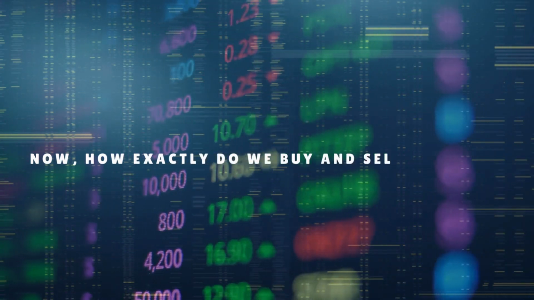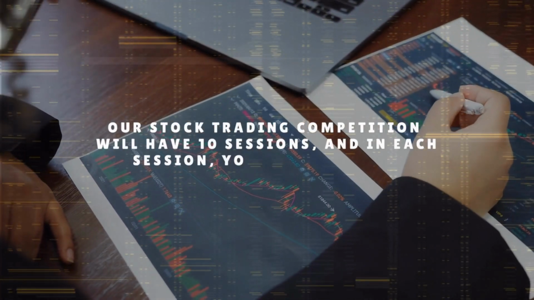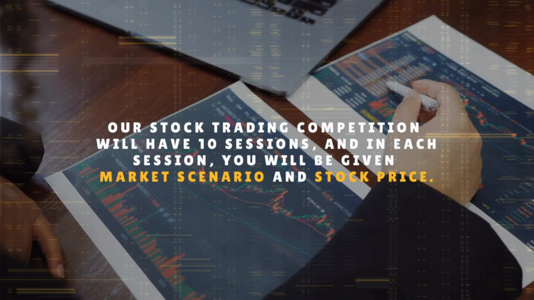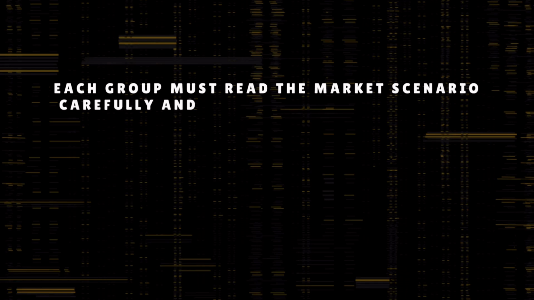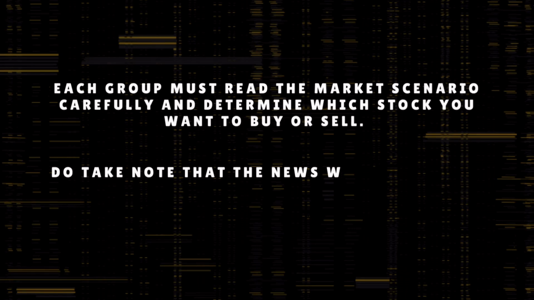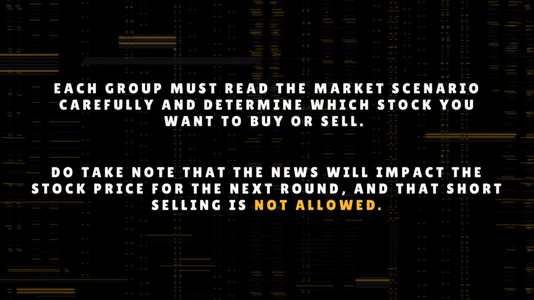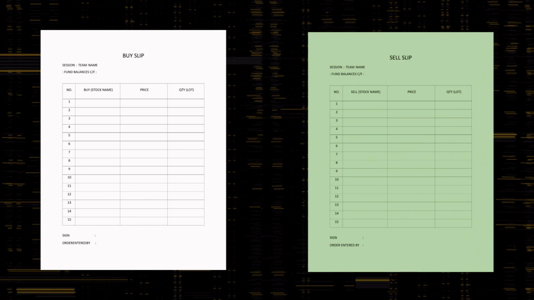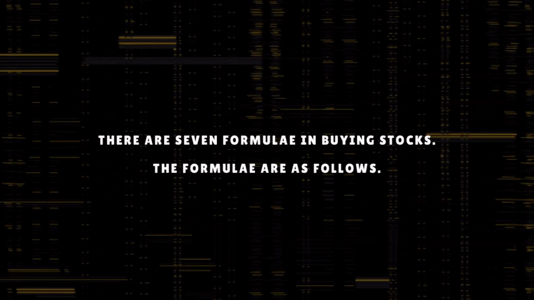How to play? Now, how exactly do we buy and sell stocks? Our stock trading competition will have 10 sessions, and in each session, you will be given a market scenario and stock price. Each group must read the market scenario carefully and determine which stock you want to buy or sell. Do take note that the news will impact the stock price for the next round, and that short selling is not allowed. You will be given 2 order forms known as buy slip and sell slip. How to buy stock? There are 7 formulae in buying stocks. The formulae are as follows.